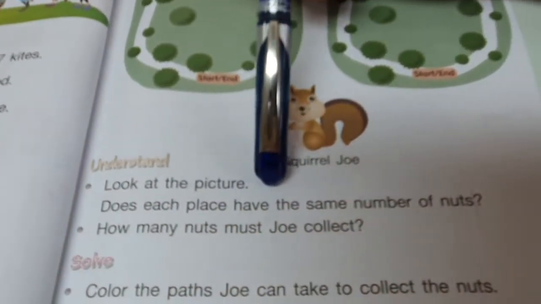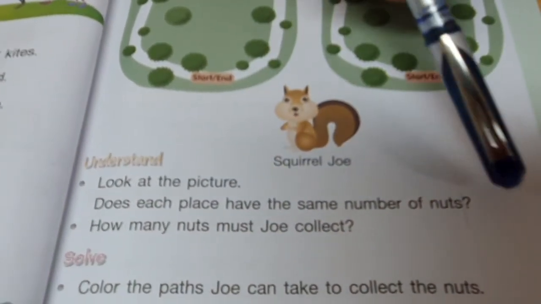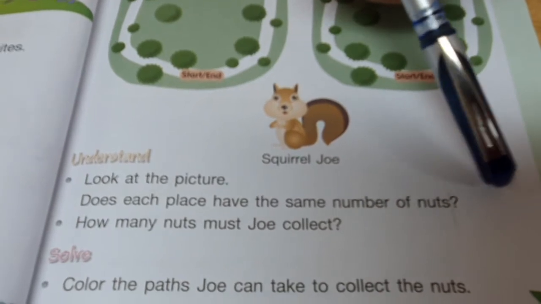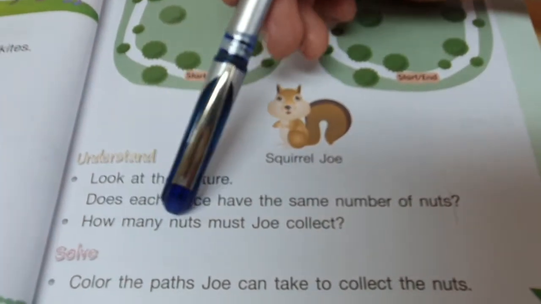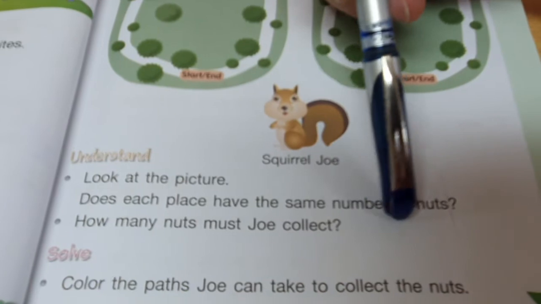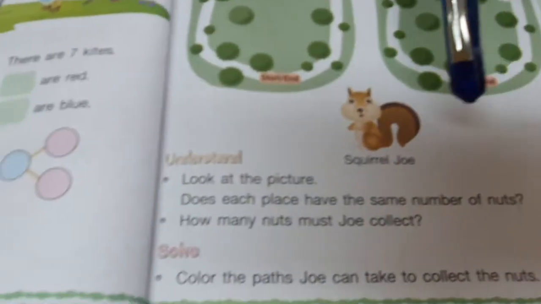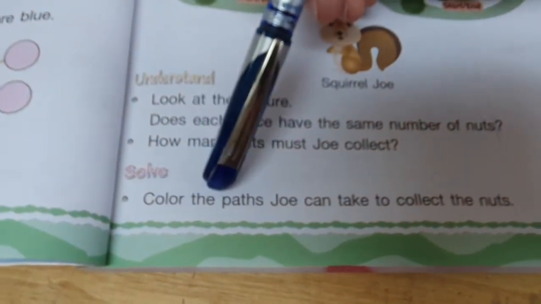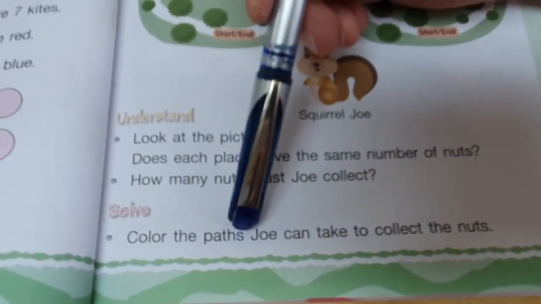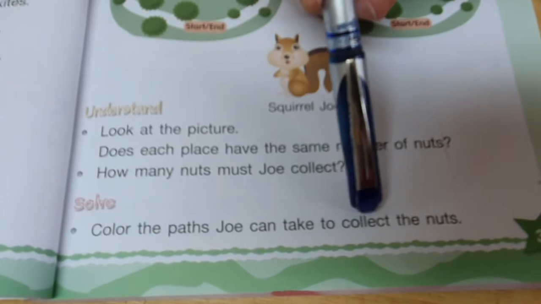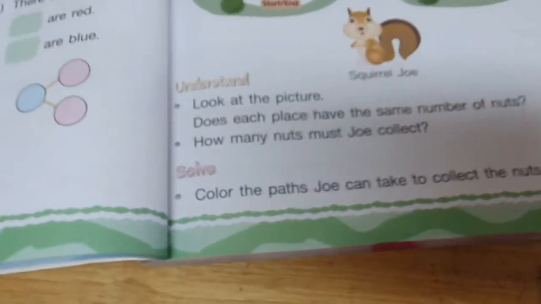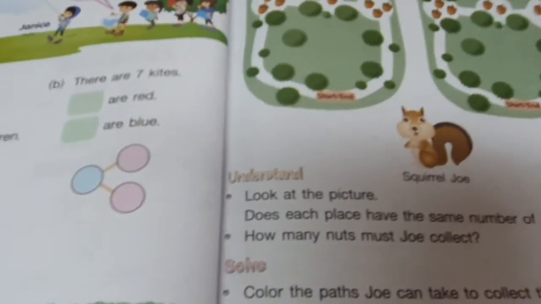Does each place have the same number of nuts? Yes or no? Answer behind. Then, how many nuts must Joe collect? Answer behind. Okay? And then solve. Color the two paths Joe can take to collect the nuts. Okay, good. And today we will do 4 pages, not 2. We do 4 today. Okay?